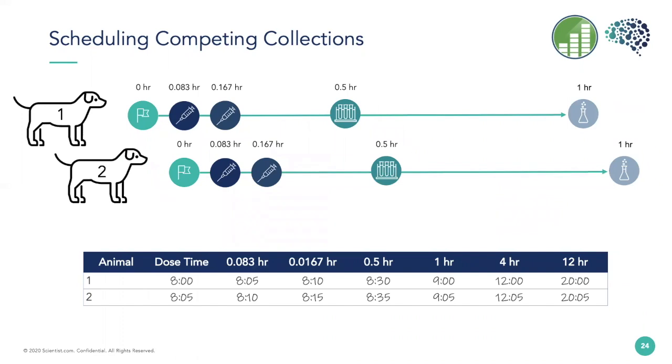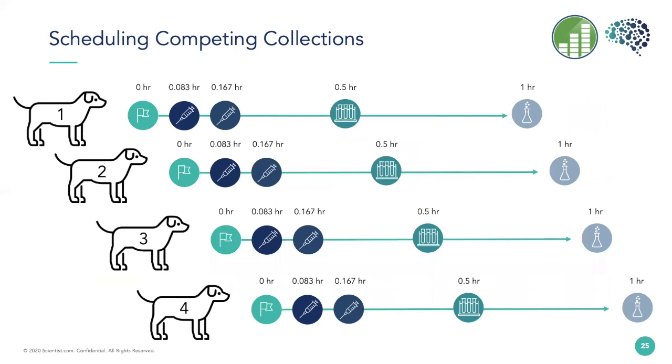So now if you add a second dog, because it was clearly too easy before, you'll see that the dose times for the second dog are going to start to overlap with the bloods for the first one. And you still have to get everyone in the centrifuge on time. So most studies have more than 1 or 2 dogs. You'll see here I've scheduled up for 4. And all of the samples are starting to overlap in this area.